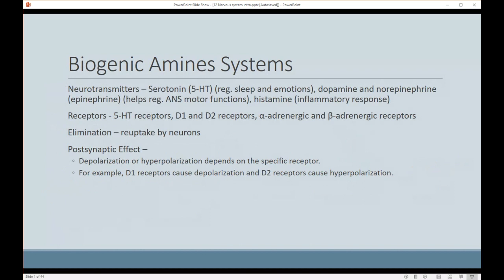For the biogenic amine systems, we have different neurotransmitters. We have serotonin, which helps us regulate our sleep and emotions. We have dopamine and norepinephrine, and also epinephrine, which help regulate our autonomic nervous system motor functions. And then histamine, which causes an inflammatory response. You would take an antihistamine when you're having an allergic response, because histamine causes that inflammation. There are different types of receptors, and we eliminate them by reuptake by those neurons. The postsynaptic effect depends on the specific receptor, just like all the other ones. D1 receptors can cause depolarization, while D2 receptors cause hyperpolarization.